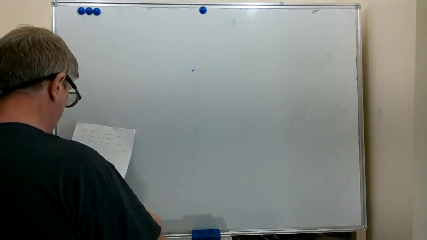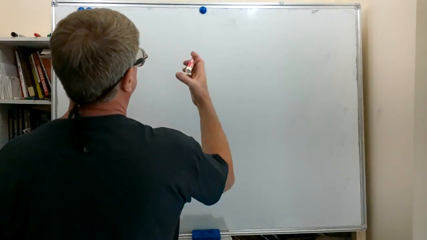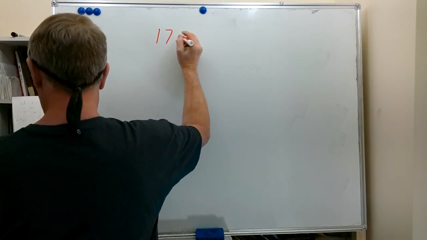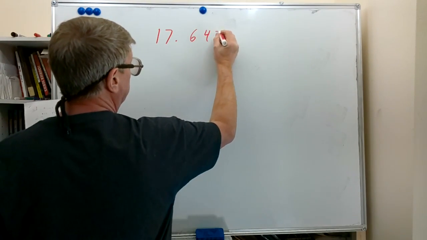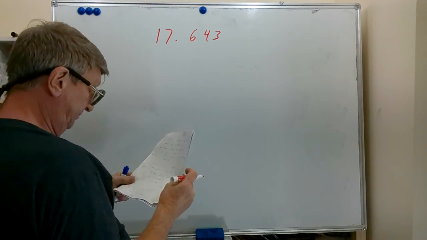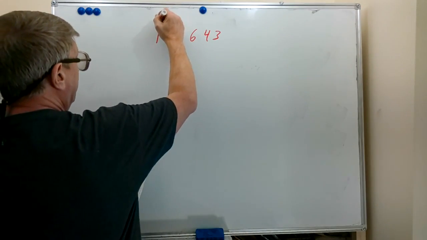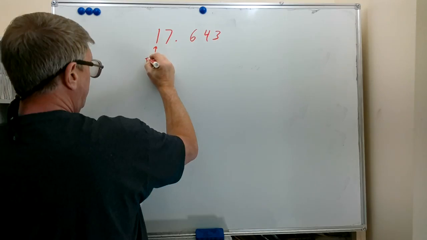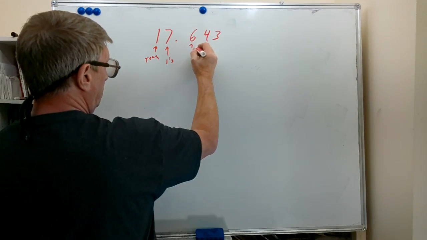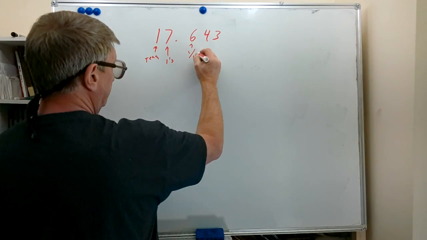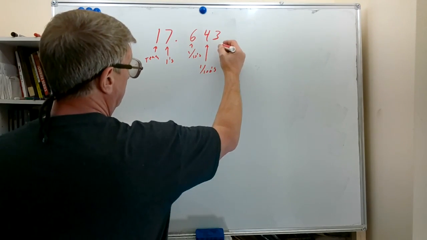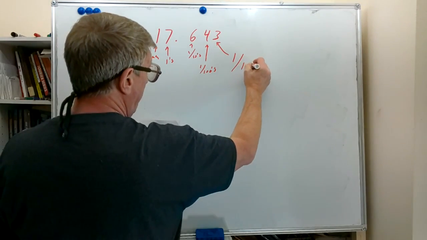We'll look at one more before we move on here. Here's a decimal number, 17.643. So what does this mean? This is our tens, tens, ones, 1/10ths, 1/100ths, and 1/1000ths.